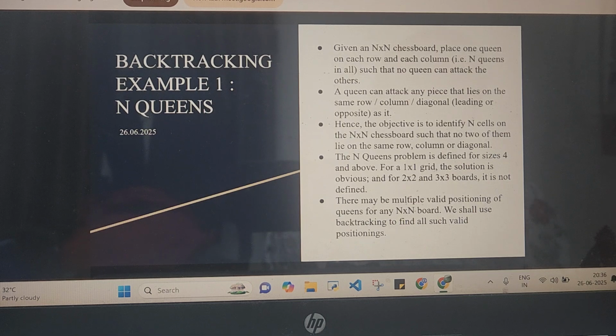So if you take a 4 cross 4 chessboard, which is the example we will be looking at in today's segment, you'll see that there are 2 valid solutions. So there are 2 different ways of arranging the queens such that all our constraints are satisfied. So it's not necessary that you should have only one solution for a given value of n. And so obviously when you have multiple solutions and you want to find all valid solutions, we'll go with backtracking. So that is the problem statement.